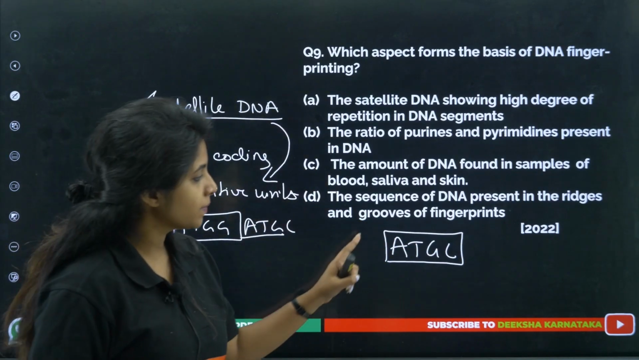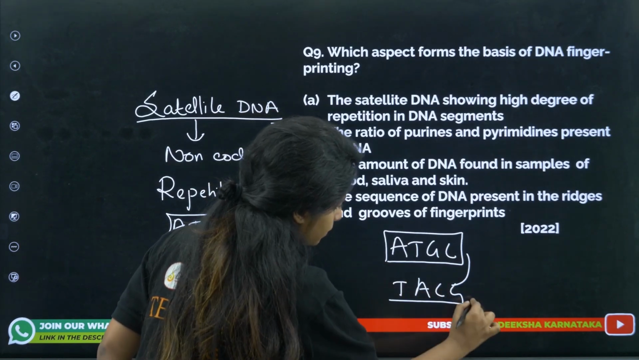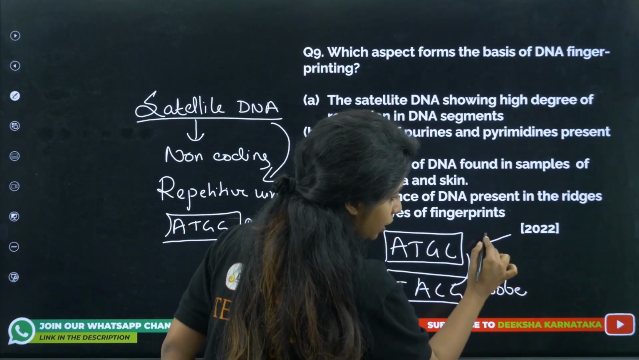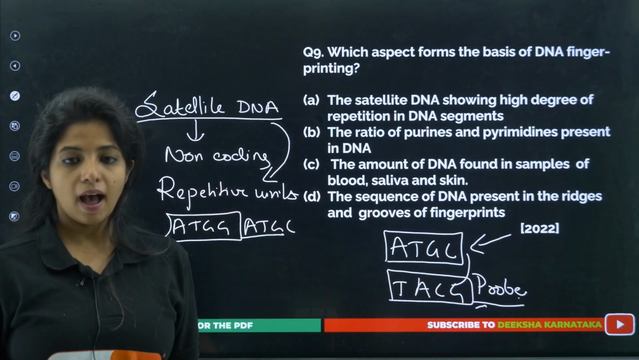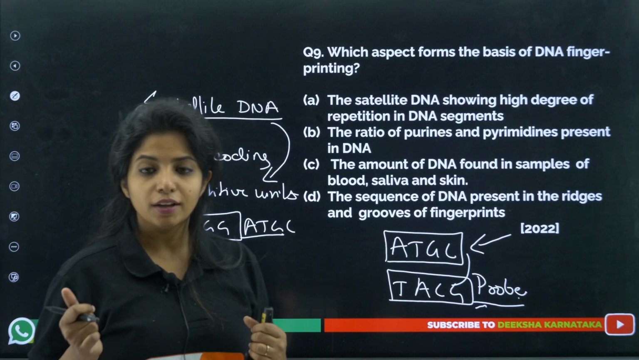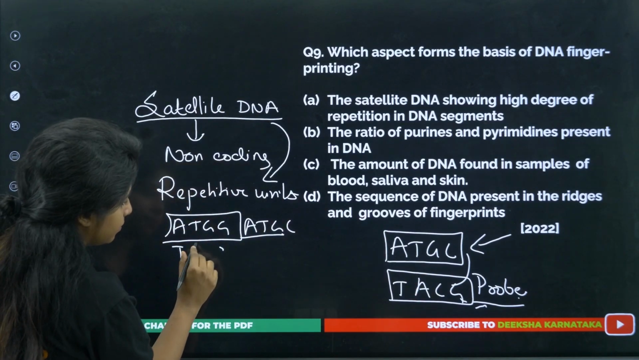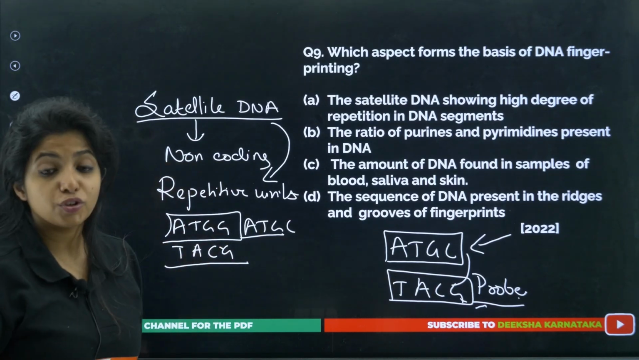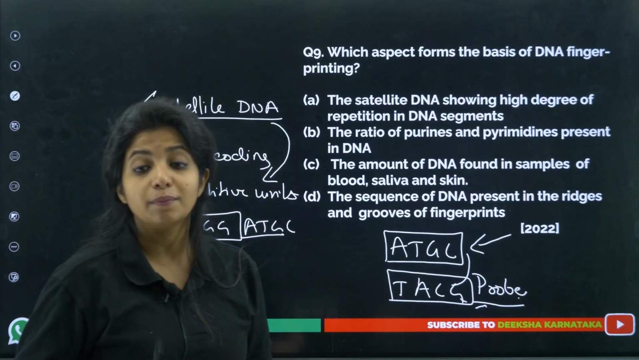ATGC was the sequence, and now they made a complementary thing out of it, that is basically TACG. They made a probe like this. They know that this is the thing that is being repeated. Now I, being a suspect, they will take my DNA out and try to check it. So if this probe goes and attaches over here, and it is visible, that means probably I am the person who did the crime, because my DNA and the DNA that was found at the site of the crime is also similar.